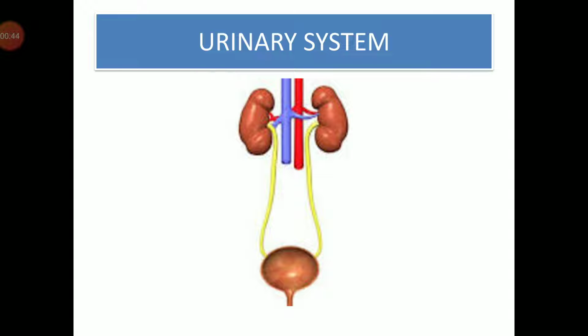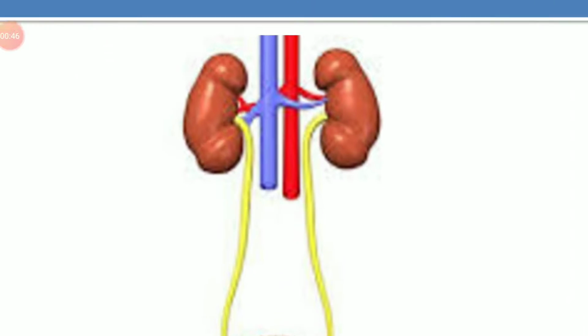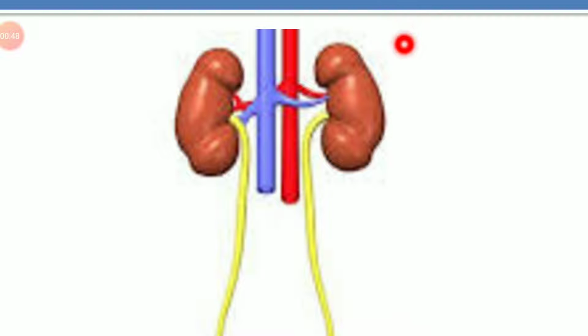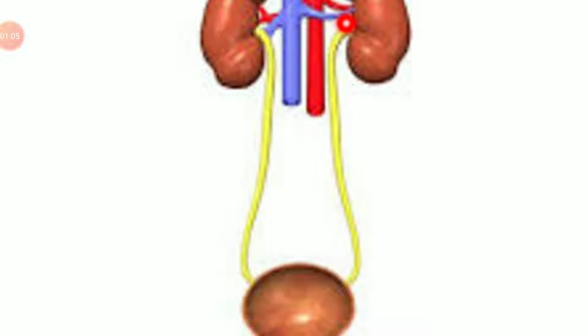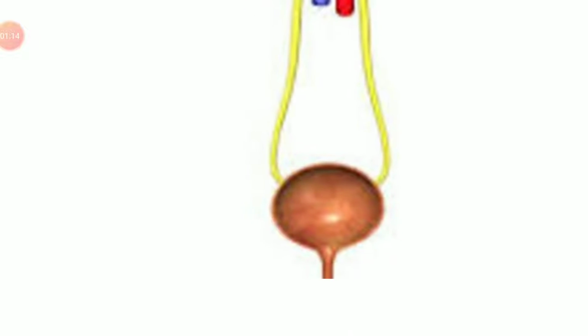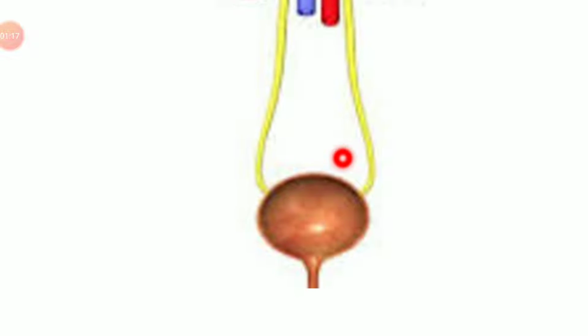Now in this system, here you can see two kidneys, right? These two red color kidneys, which are bean shaped, are found on either side of the vertebral column. Whatever blood is supplied towards the kidney would be filtrated and ultimately the urine would be formed. The urine which is formed would now drain into this yellow color tube-like structure. These are the two ureters. These two ureters will drain the urine into the urinary bladder. So this one is the urinary bladder.